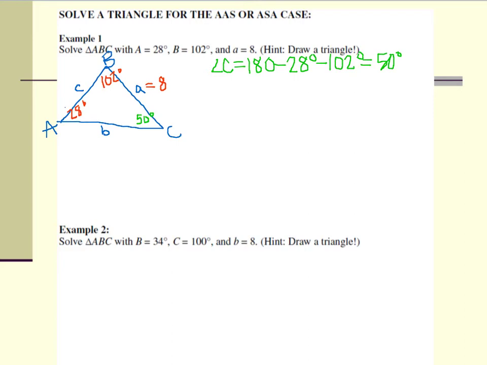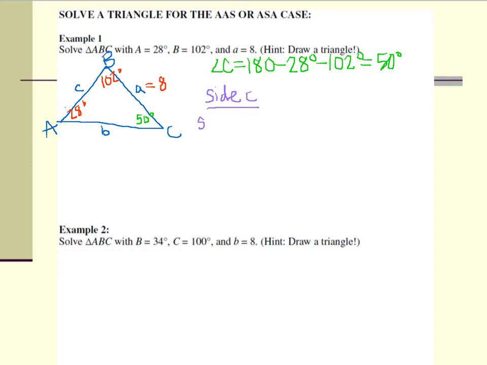So let's now find one of our missing sides. Let's find side c first. In order to do that, I'm going to look at the two that I know, the angle and the side across from it that I know. This angle is 28 and this side is 8. So I'll make a proportion of sine 28 over 8 equals, this is the other angle I know for C, and this is the side I want, so equals sine of 50 degrees over c.